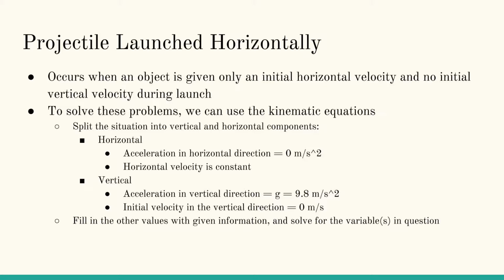In all of these problems, certain things hold true regardless of situation. Horizontal acceleration is 0, horizontal velocity remains constant, vertical acceleration is g, initial vertical velocity is 0, and time holds the same in both directions. The remainder of values are provided as given in these problems. Now let's look at an example of a horizontal projectile motion problem with a demo of a ball rolling off of a table.